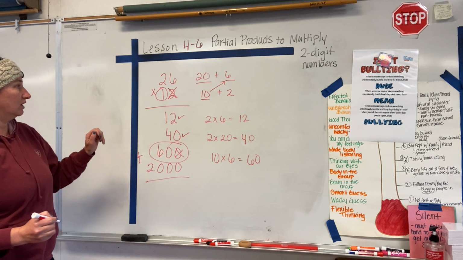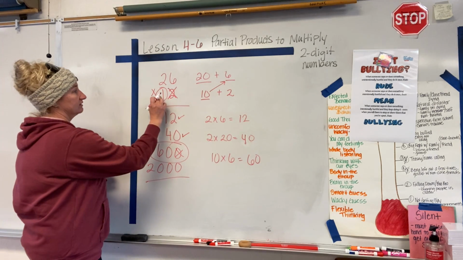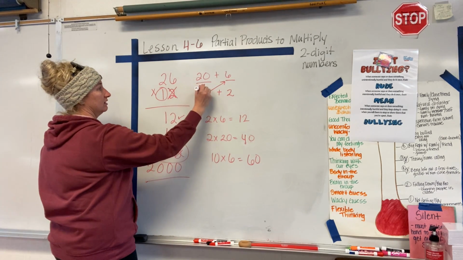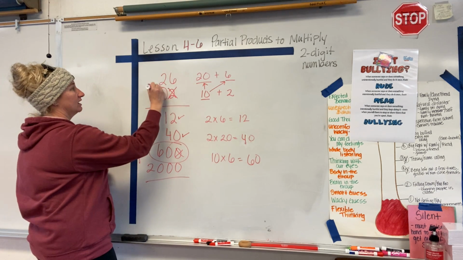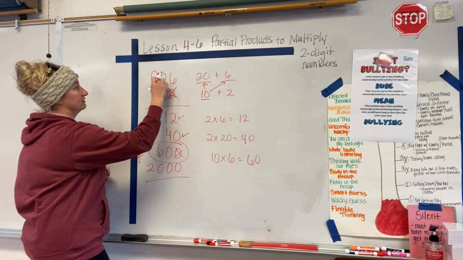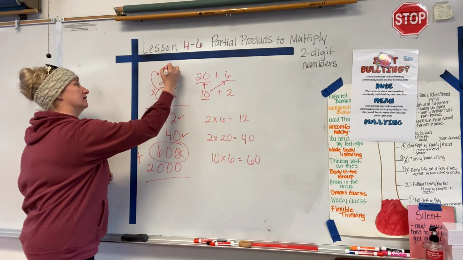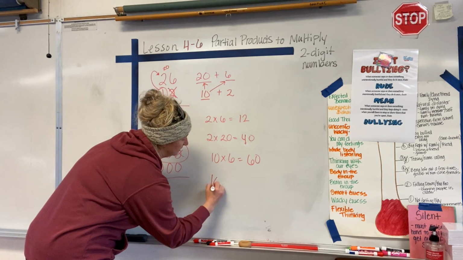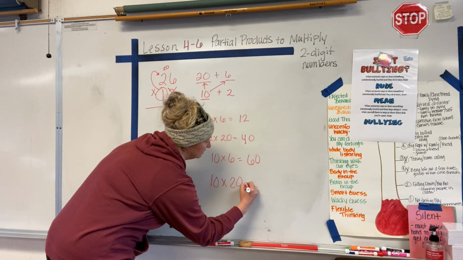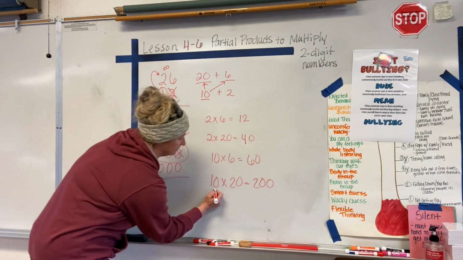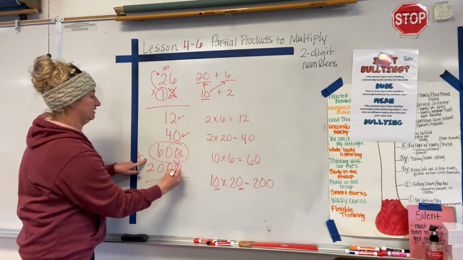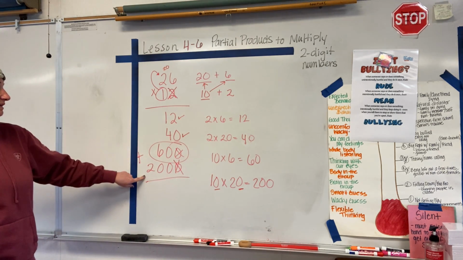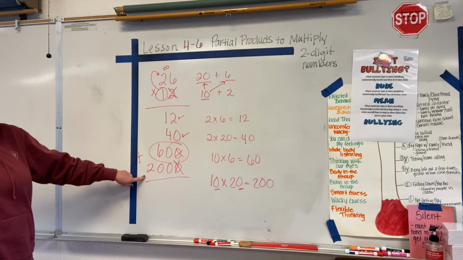Okay, so now let's do, this is going to be 10 times 20, right? So the 1 in the tens place times the 2 in the tens place, that's a 20. So that's going to be 10 times 20, which equals 200, because there's 2 zeros, and they put 3 zeros here. Okay, so they made 2 mistakes. So their answer would have been a lot larger than what it should have been.